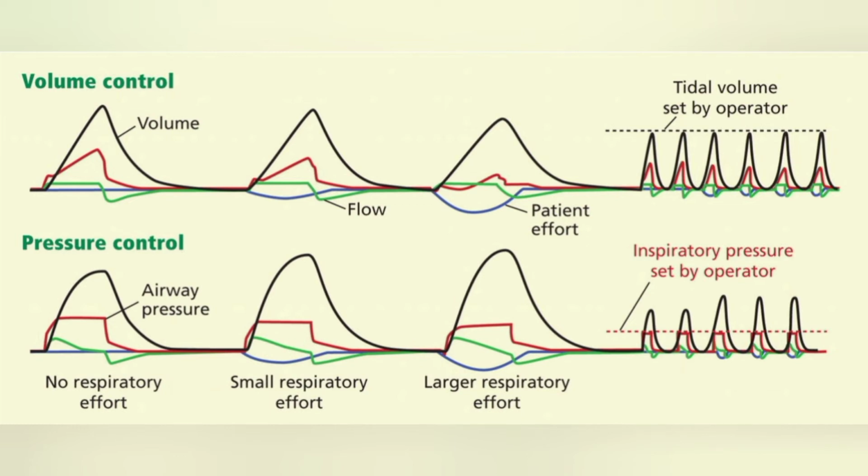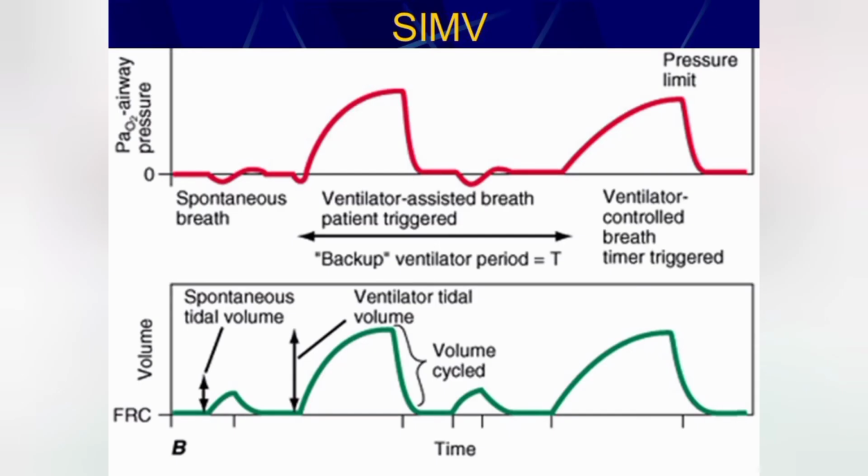Third is SIMV mode. SIMV means synchronous intermittent mandatory ventilation. With this mode, the ventilator will deliver a mandatory, that is set, number of breaths with set volume, while at the same time it allows the patient's spontaneous breaths. And these spontaneous breaths are delivered when airway pressure drops below the end expiratory pressure, that is the trigger.